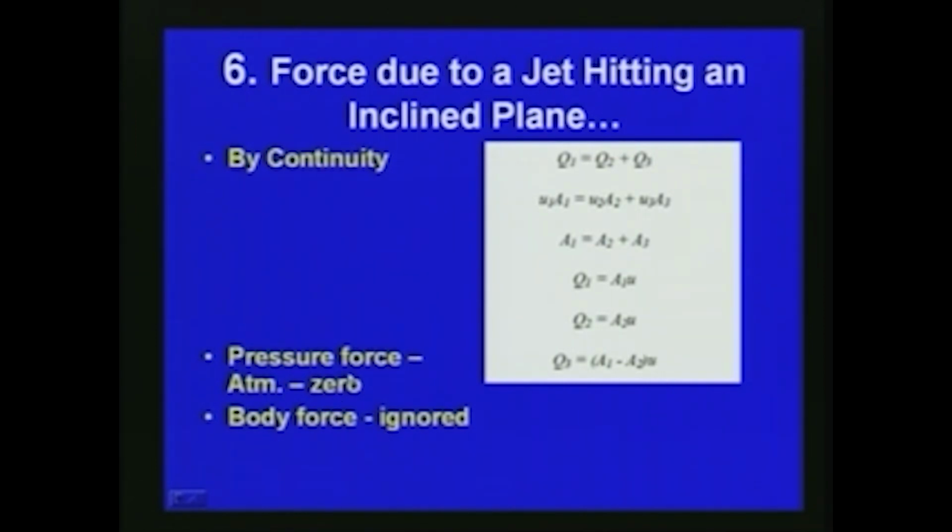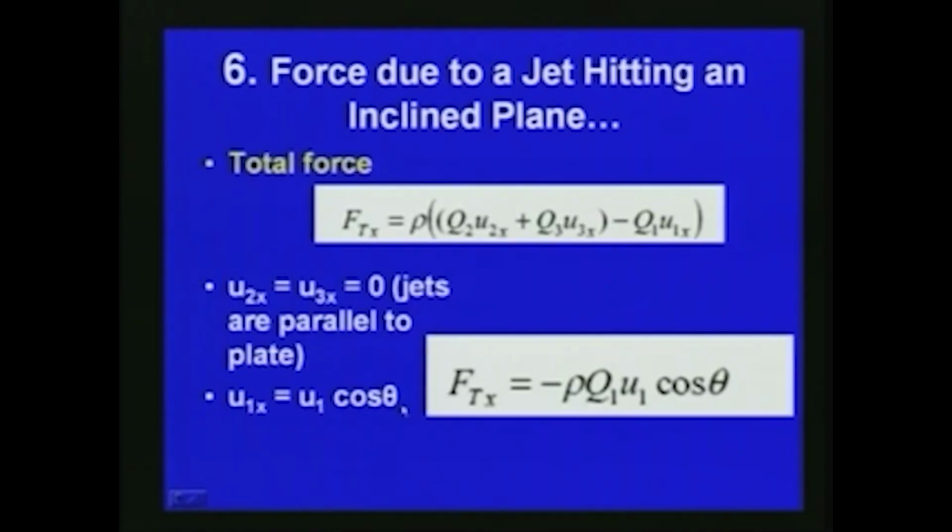So, the pressure force, since it is atmospheric, is considered 0, and finally, we get Q1 is equal to A1U, Q2 is equal to A2U, and Q3 is equal to (A1 minus A2) into U. In this case also, the body force is neglected. So, finally, the total force Ftx in the x direction is equal to rho into Q2 U2x plus Q3 U3x minus Q1 U1x.